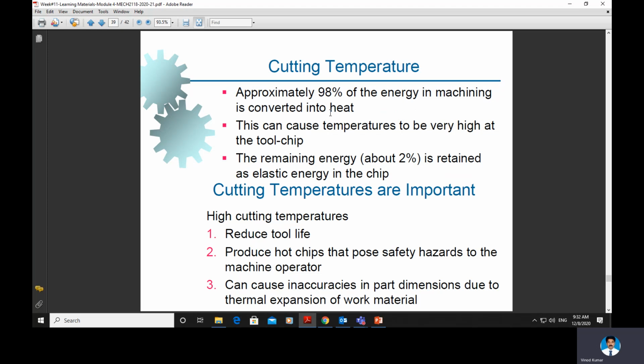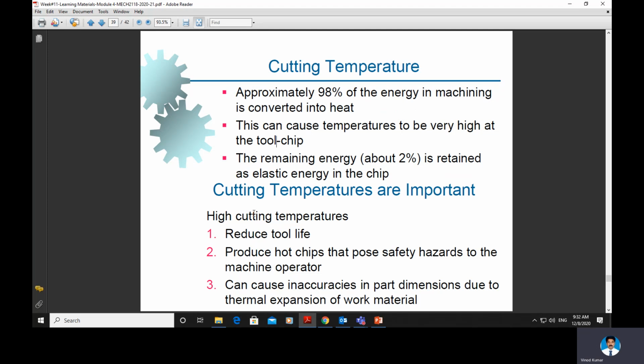So what is cutting temperature? Cutting temperature is the temperature produced while cutting; the temperature of the tool increases. Of the energy you supply through the tool, 98% will be converted into heat, and 2% of the energy will be stored as elastic energy in the chip itself. This 98% heat energy will increase the temperature. So cutting temperatures are very important, and you have to cool the tool by using suitable lubricants.